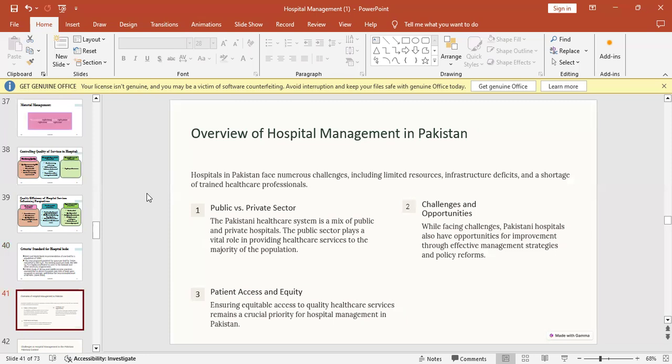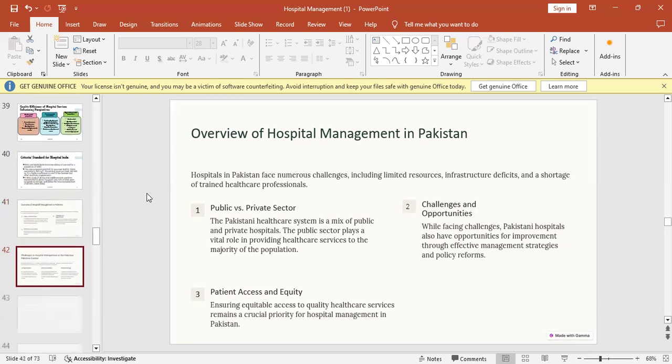Public versus private sector. The Pakistani health sector is a mix of public and private sector hospitals. The public sector plays a vital role in providing healthcare services to the majority of the population. The challenges and opportunities: while facing challenges, Pakistani hospitals also have opportunities for improvement through effective management strategies and policy reforms. Patient access and equity. Ensuring equitable access to quality healthcare services remains a crucial priority for hospital management in Pakistan.